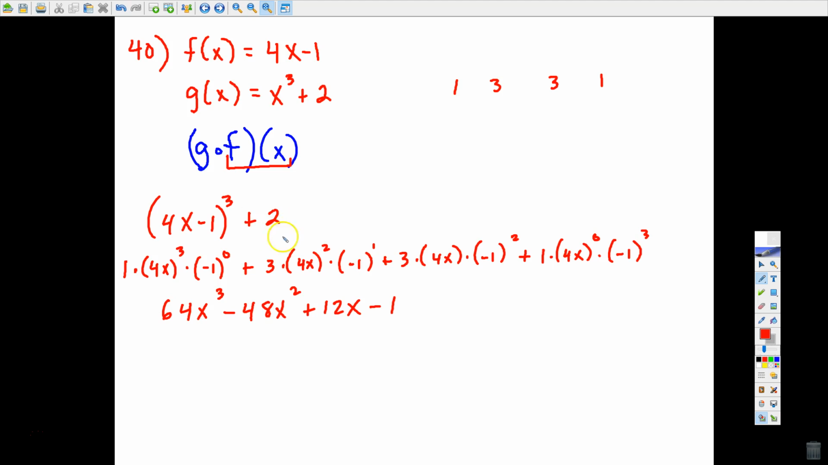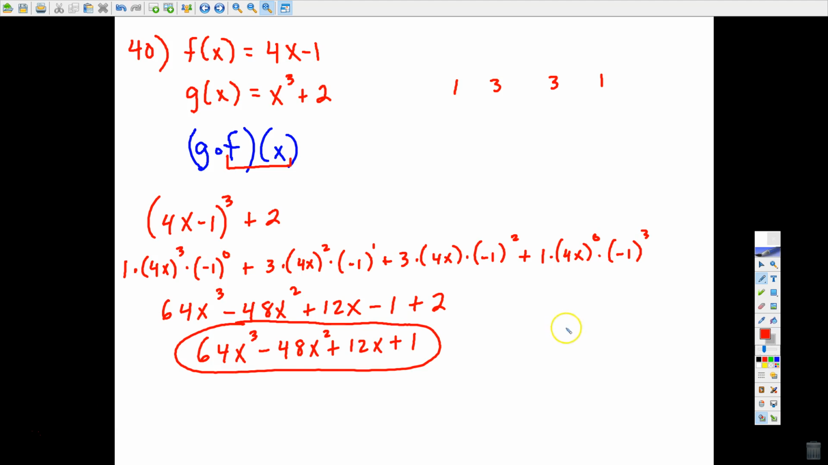And don't forget, we also had this plus 2 that was already in the function. So I'm just going to tack that onto the end. And now just combining these last 2 constants, I get 64x cubed minus 48x squared plus 12x plus 1. So that is the answer to the g of f of x composite.